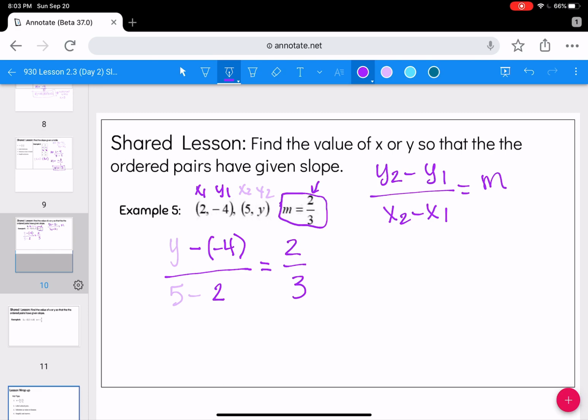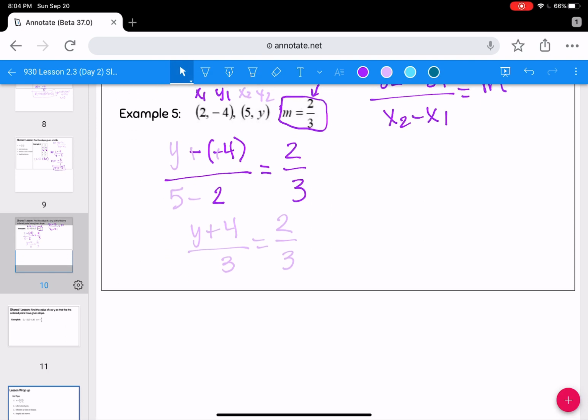Alrighty, now I have y minus -4. If I minus a negative number, that just turns into a positive here. So we have y plus 4 over 5 minus 2, which is 3, is equal to 2/3. Now I have a fraction equal to a fraction, so I can cross multiply. This is a skill that we used from last unit to solve for y.